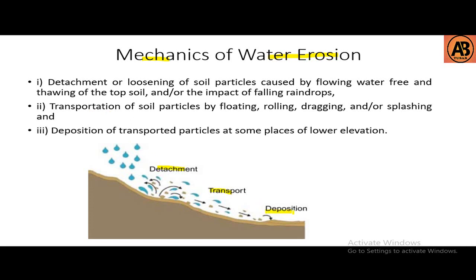Detachment, transport and deposition. Detachment, or loosening of soil particles, is caused by flowing water, freeing and throwing of the topsoil, and or the impact of falling raindrops. Here we can see the detachment. Raindrop comes into the soil and detachment occurs.